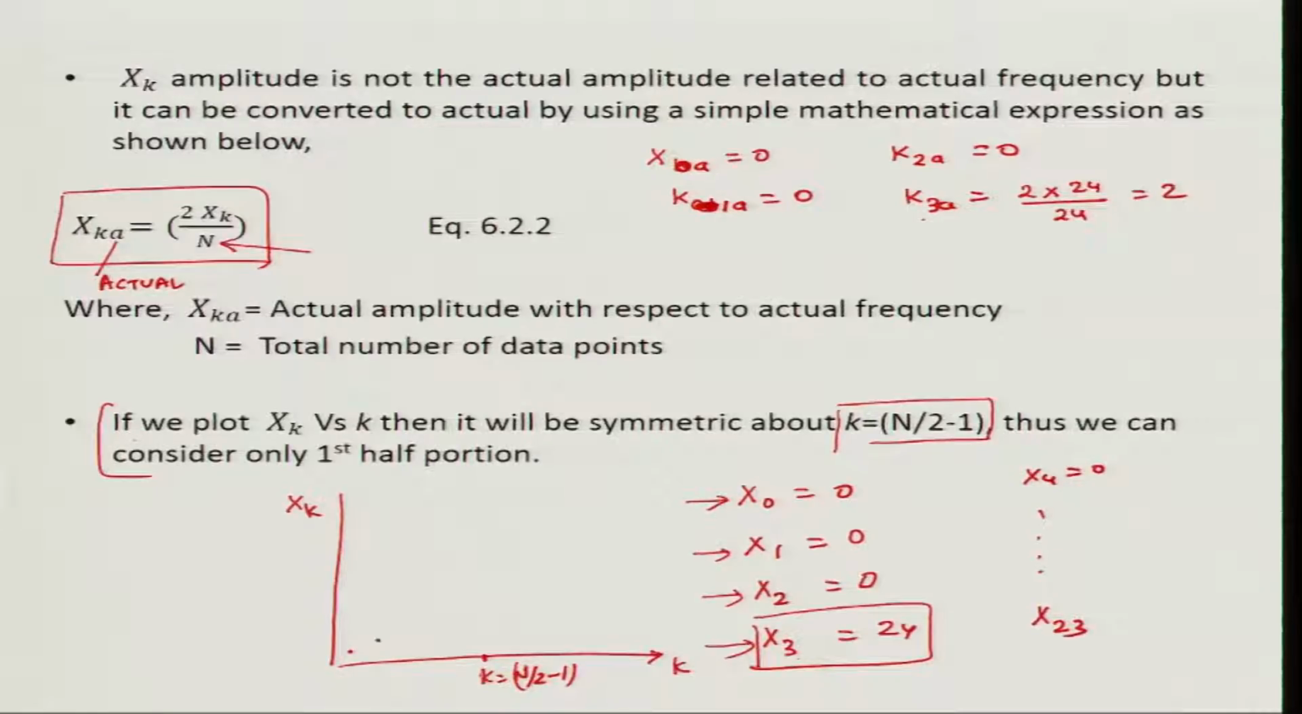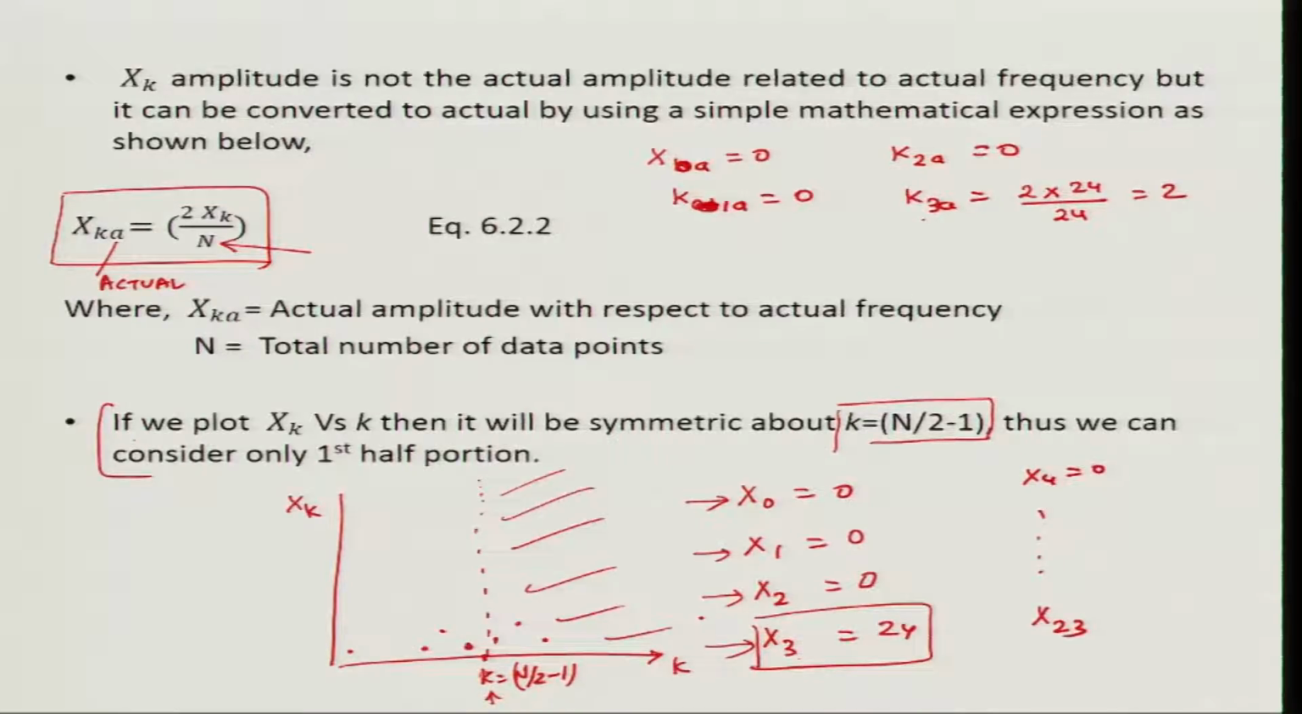This function will be symmetric. So, if it rises here, it will rise here. If it goes down here, it will go down here. So, at this location k equal to n by 2 minus 1, the plot of xk versus k will be symmetric. And typically we take data only from the first half or the second half, because all that data is symmetric.